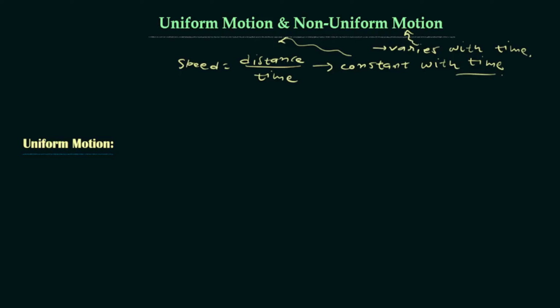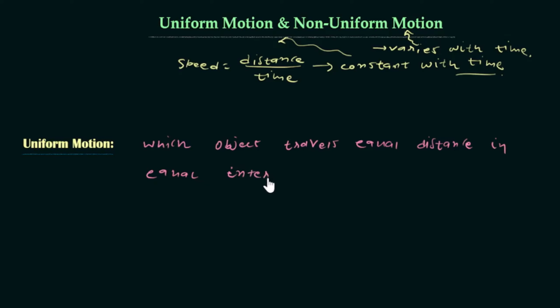Basically, uniform motion is such kind of motion in which an object travels equal distance in equal intervals of time. Such kind of motion is known as uniform motion.